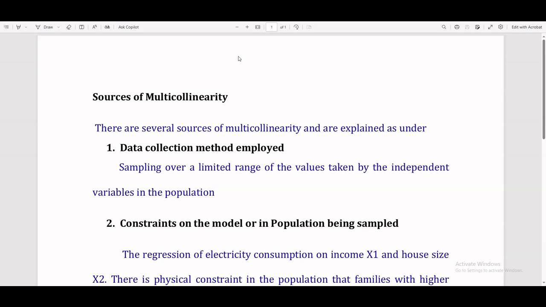In this video, I explain the sources of multicollinearity, the methods which are responsible to generate multicollinearity among the dataset. Number 1. Data collection method employed.